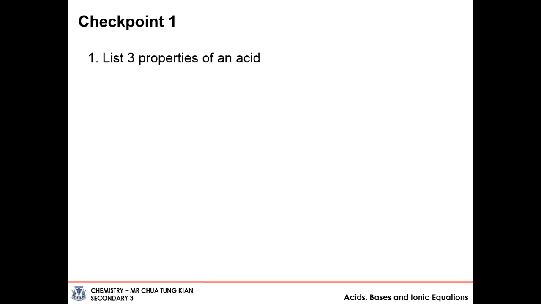So what are the 3 properties of an acid? Earlier we recalled we have a couple of them. Sour taste, pH less than 7. We have the reaction with metals to give us salt and hydrogen gas. We have the acid carbonate reaction to give you salt, water, and carbon dioxide. Acid metal oxide reaction gives you salt and water. The ability to conduct electricity.